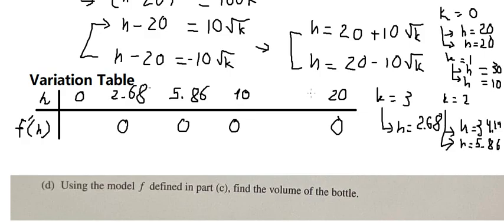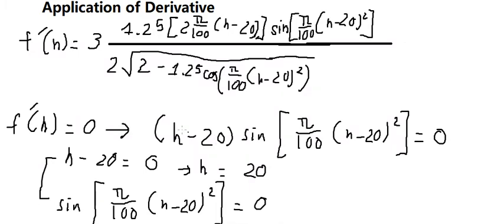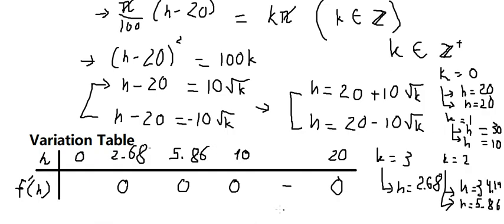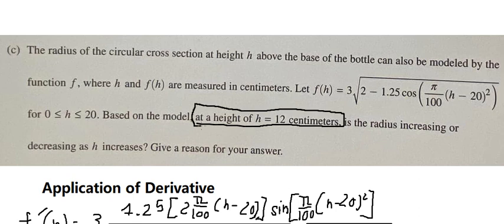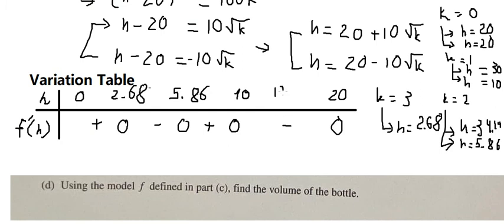And we see that this is negative. Now we put a value between 10 and 5.86, and this one we put in here, and you get positive and so on in here. So we see that the question wants, based on the model, the height h equals 12. So 12 is in here.